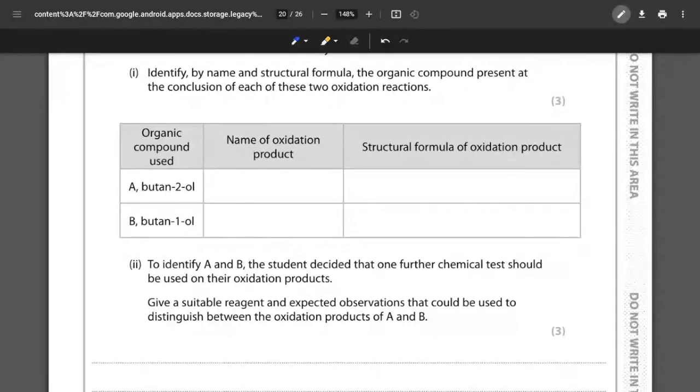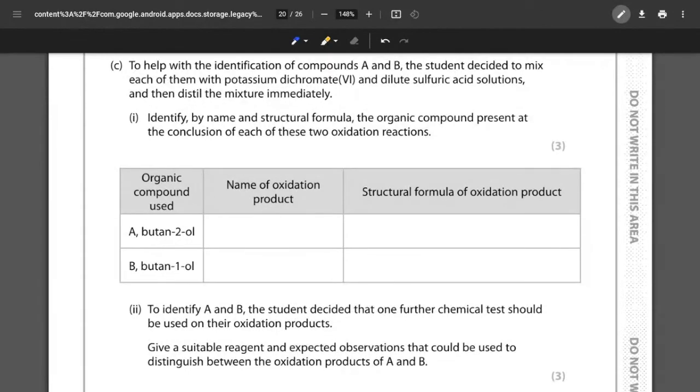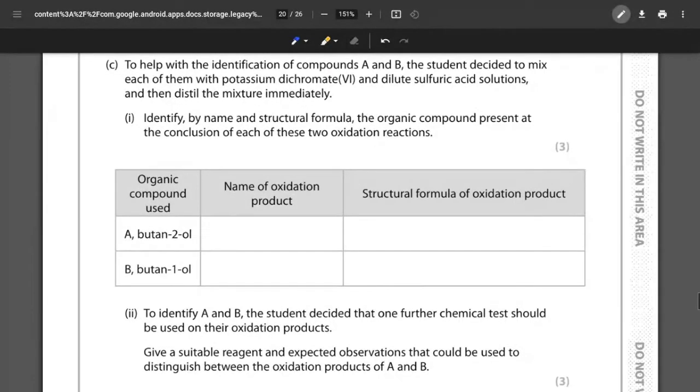And we have to look to see what is being oxidized. Now, very important, one thing to take from the question is this part, that we are distilling the mixture immediately. That means that we only have a 1-step oxidation. Because if you remember, a primary alcohol can undergo 2-step oxidation to get to the carboxylic acid. Here, we're only allowing partial oxidation.